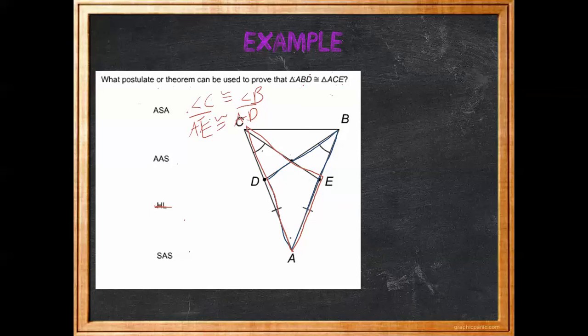That's really the only information that we're given as far as congruency. But if we notice, they both share angle A. And remember, the reflexive property says angle A is congruent to angle A. So that's another angle. So we have angle, side, angle. That would be the theorem that proves this one is congruent.